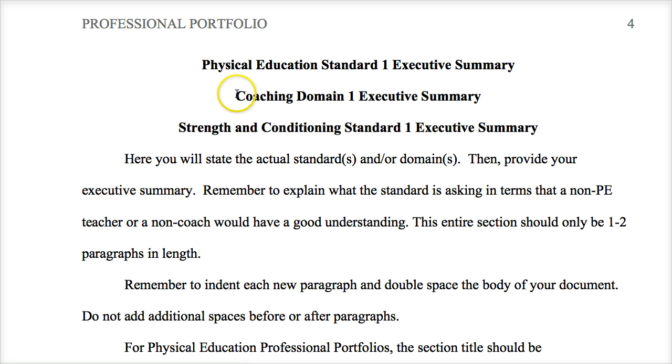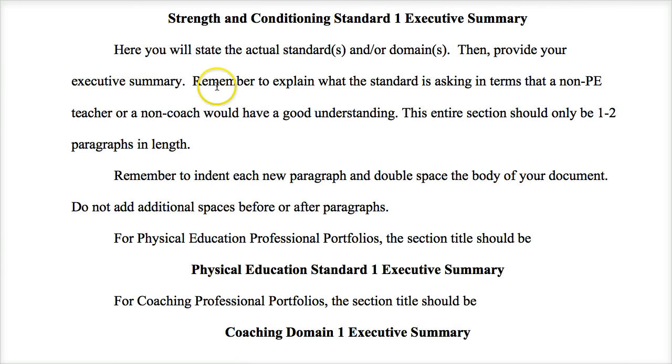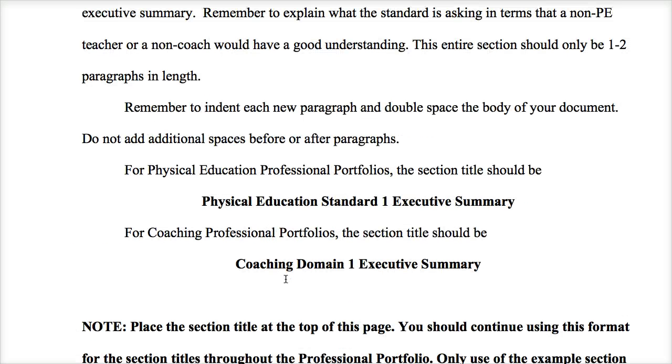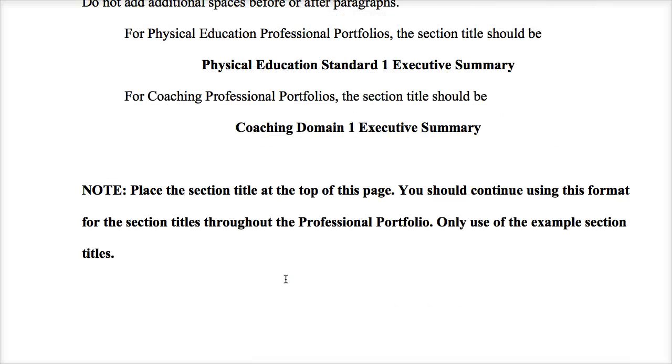So if you're a PE person, you'll get rid of these, and you would just have the PE Education Standard Executive Summary as a title. Then start writing your summary here. Get rid of all this other junk that I have in here. It's just to explain everything to you. So that's what we're doing for week 1.